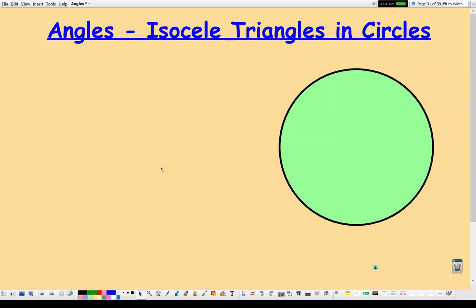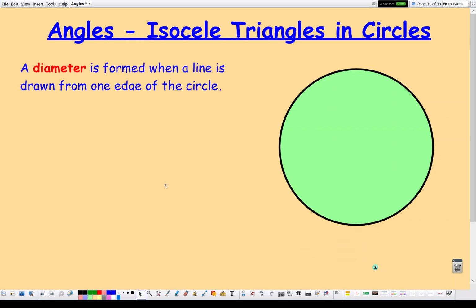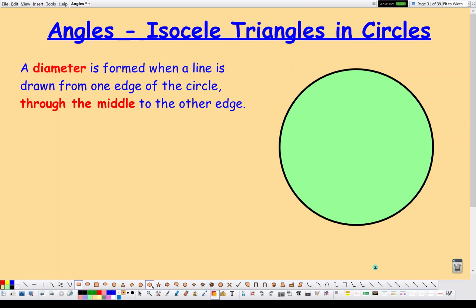So you don't need to copy down this first bit, okay? But we know already that a diameter is formed when a line is drawn from one edge of a circle through the middle to the other edge. So if I took a line right now and drew it from one edge through the centre to the other edge, we know that as a diameter, okay? And that's fine, we know that already. Okay, but we're not looking at diameters just now.